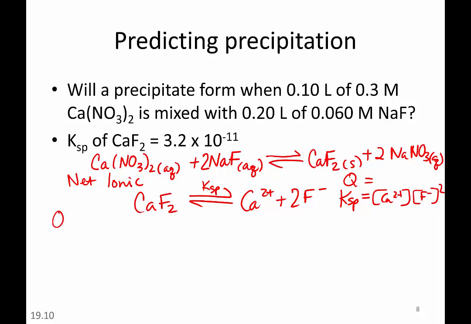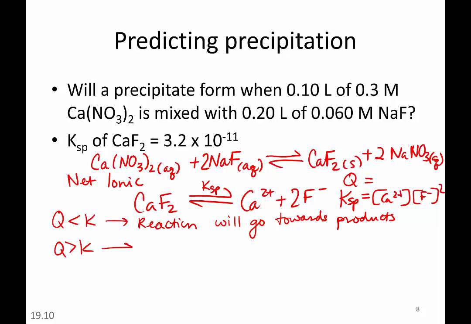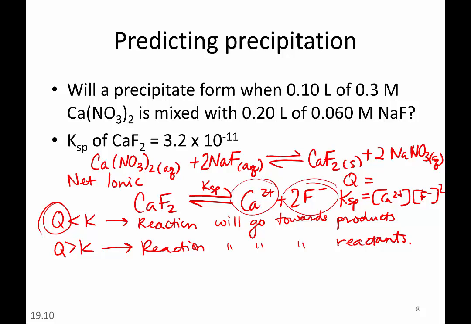So if Q is less than K, then we can say that the reaction, if Q is less than K, our reaction will go towards our products. But if Q is greater than K, then our reaction will go towards our reactants. So we need to calculate Q to be able to predict whether this precipitation will happen. So what that means is we need to calculate our initial concentrations of our calcium and our fluoride. So we do that just the way that we did it previously.